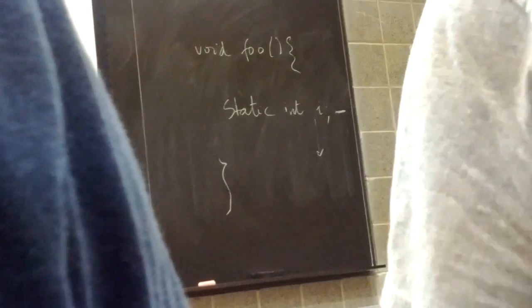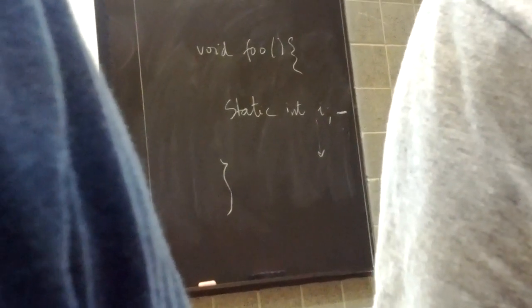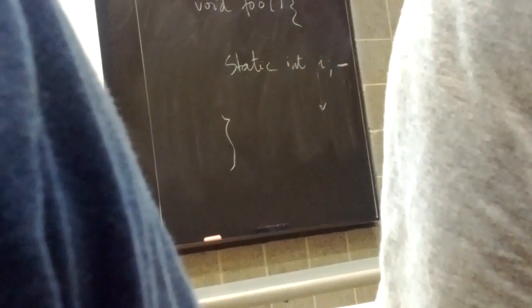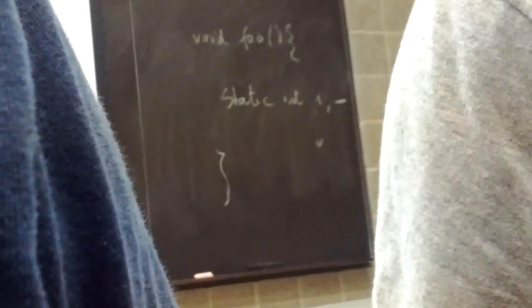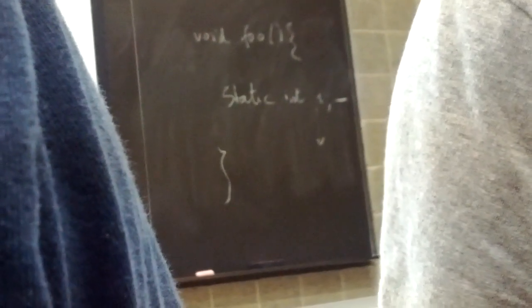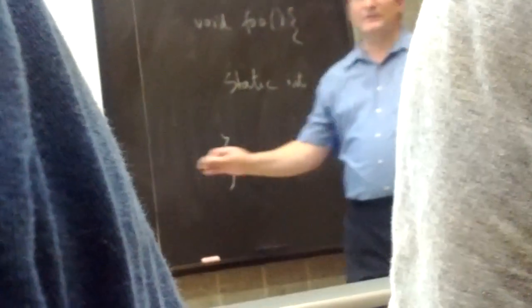And what is the lifetime of the object bound to the identifier I? End of the program. Well, that's when it dies. When does it start living? No, it actually exists for the entire execution of the program. It's allocated in static space.